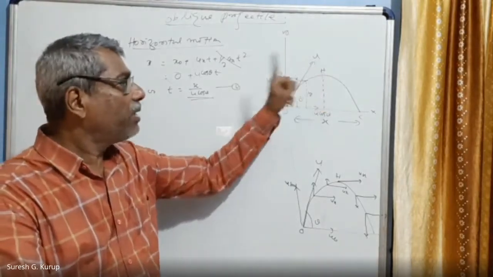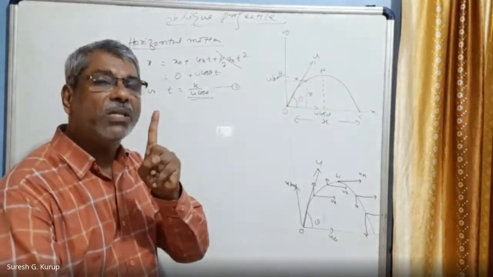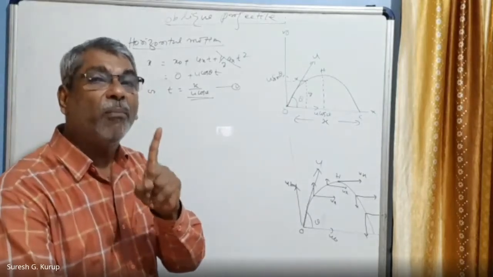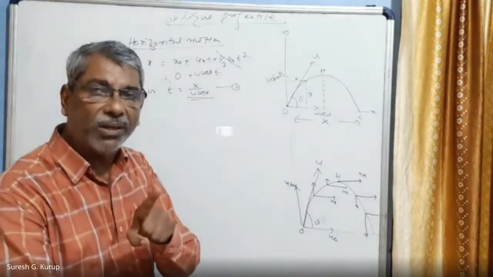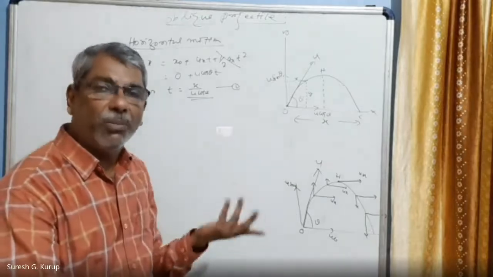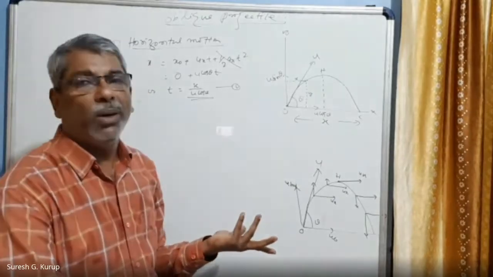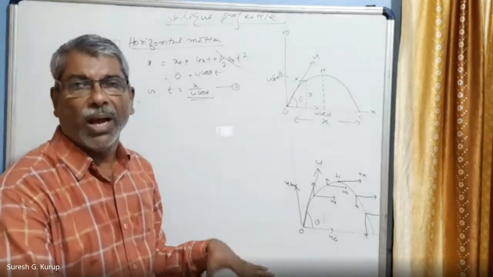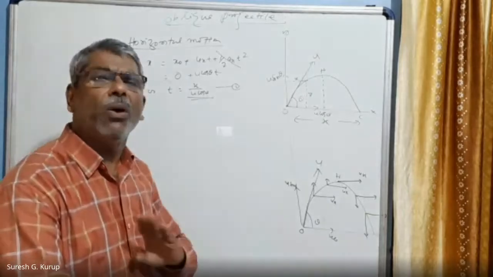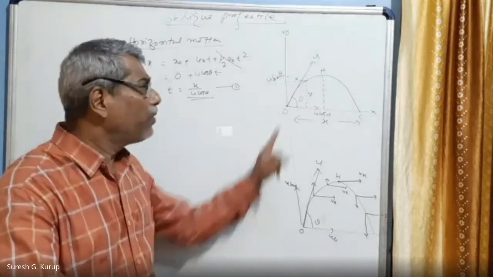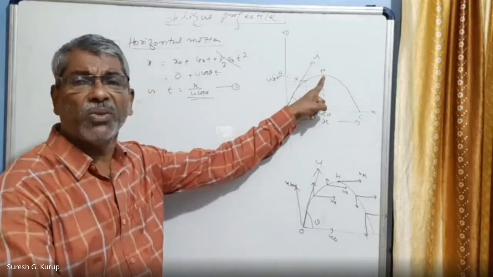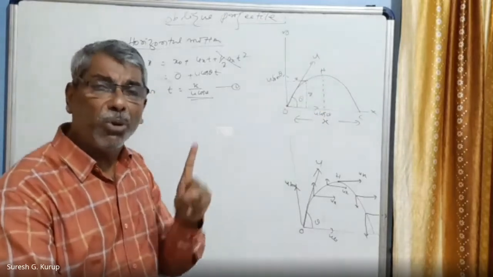At the highest point, the velocity is not equal to 0, but is equal to u cos theta. Why u cos theta? The body has two components, one is u cos theta and the other is u sin theta. U cos theta always remains constant. Even at the top of the motion, the body will have one component of the velocity, that is u cos theta.